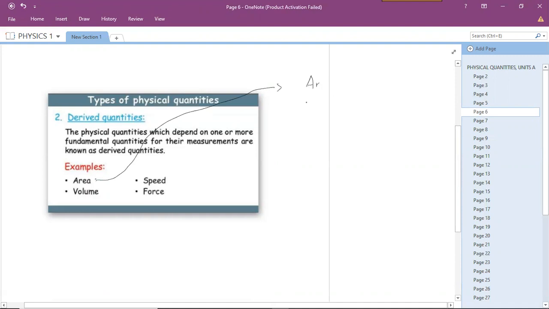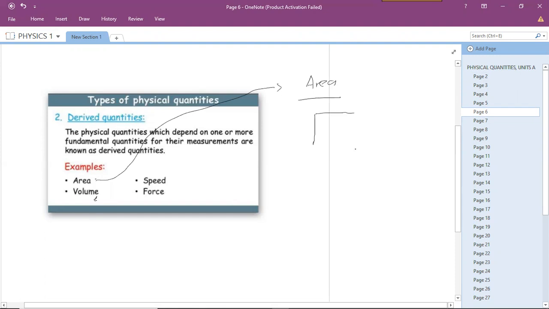Area. So area is defined as the space. How do you define area? Volume is the space occupied by an object. I can't remember the definition of area as such. Perimeter is the distance around a given shape. Volume, space occupied by an object. All right.